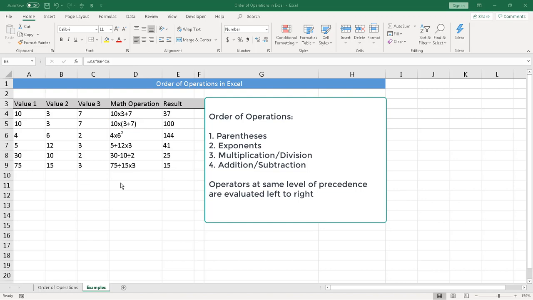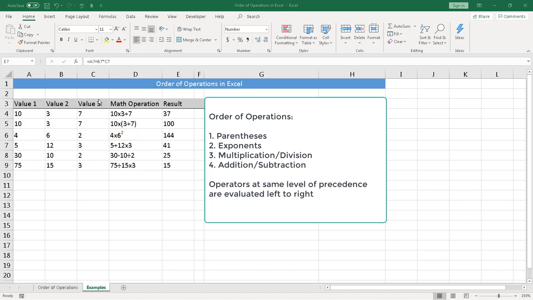The third math operation, 4 times 6 to the power 2, has multiplication and exponent operators. Exponent has higher order of precedence than multiplication, thus 6 to the power of 2 is calculated first to get 36, which is then multiplied by 4, which equals 144.